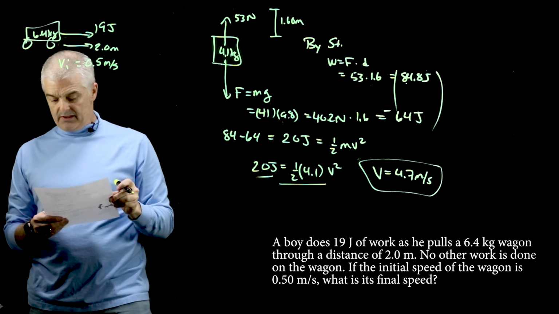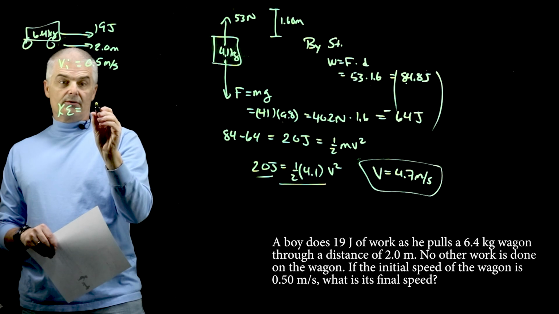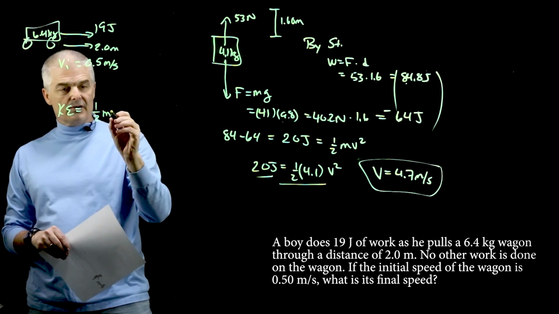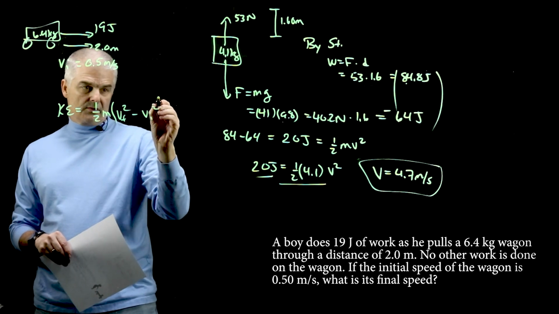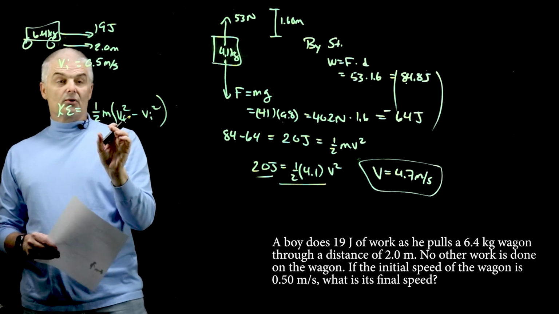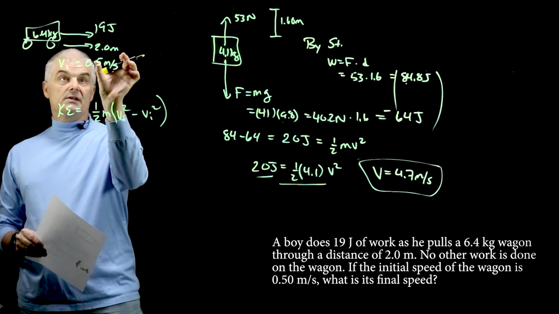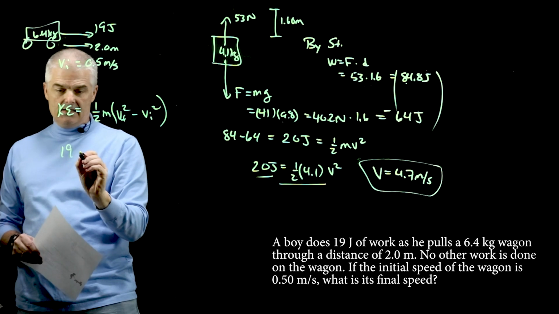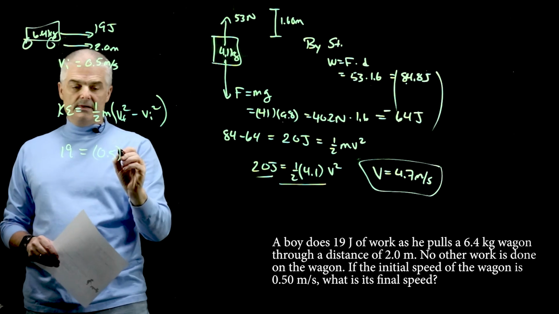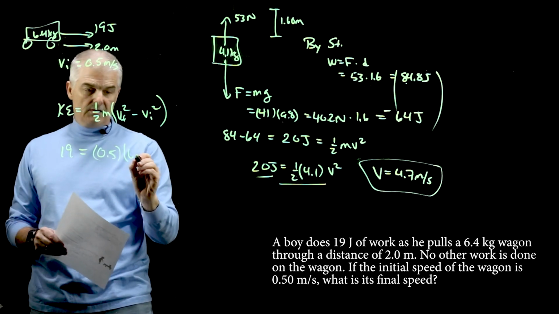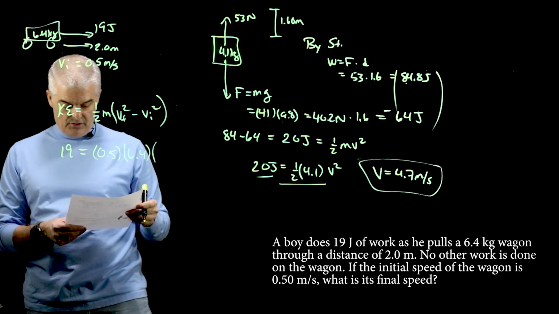So this is a little bit trickier. We know all these values, but we're going to say kinetic energy is equal to 1/2 m times v final squared minus v initial squared. We're just going to plug this in and attempt to solve for the final velocity. So we know kinetic energy is 19, so 19 is equal to 0.5 times m, 6.4, times v final, which I don't know.